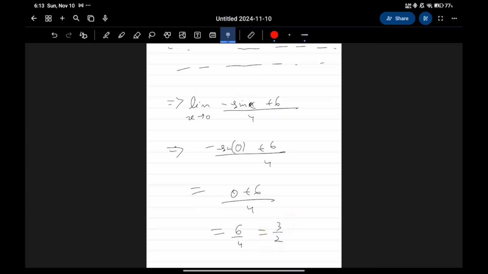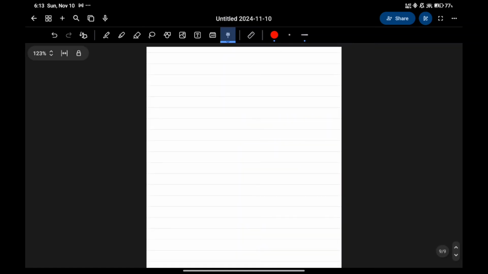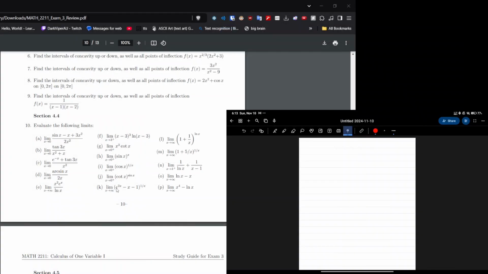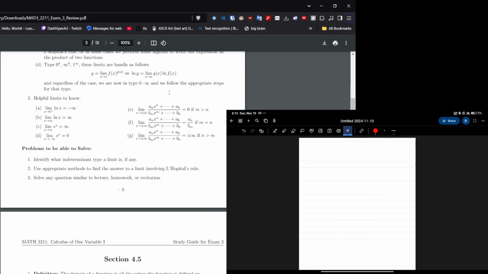Did everybody understand that? Perfect. Because this is the backbone of L'Hopital's rule. It will always lead back to this. The other forms would be us adjusting our question to make it back into 0 over 0 or infinite over infinite forms. Alright, let's move on to the other forms. Let me pull up my sheet.